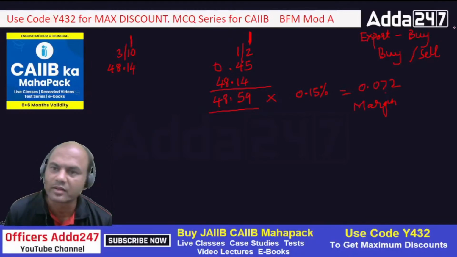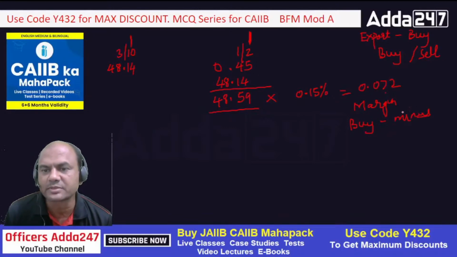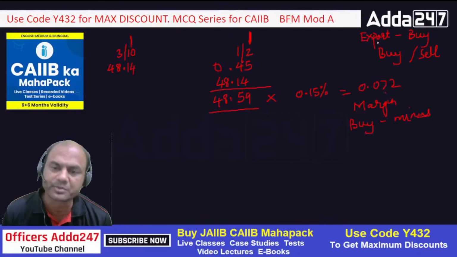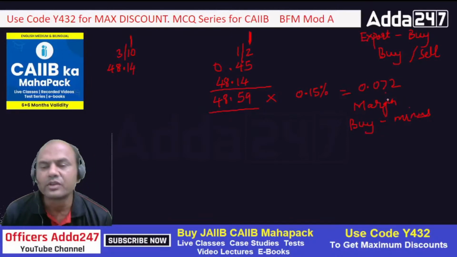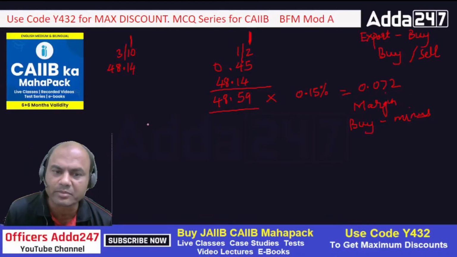See here, again the rule: whenever I am doing some buying, I will subtract it, minus, and whenever I am doing some selling, I'll do plus. Now what am I doing? I am doing export, so it's a buy, right? So if it's a buy, I'll subtract this margin from 48.59. So what is my final rate?